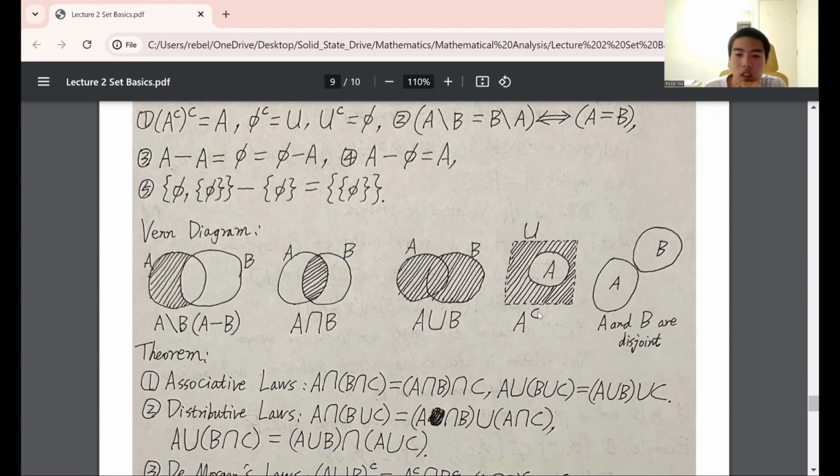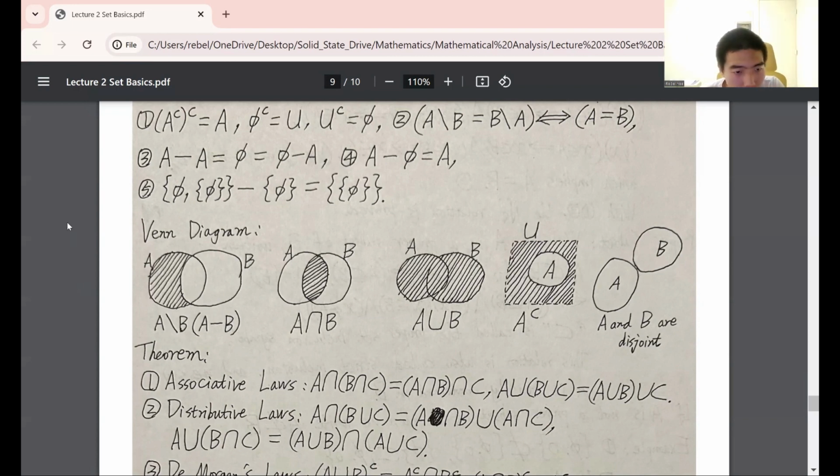And this one is called complement of A. Complement of A is all of the elements inside the universal set, but it's not in A. And there's one more definition called disjoint. A disjoint from B, then what does it mean? It means that there's no common elements between A and B.